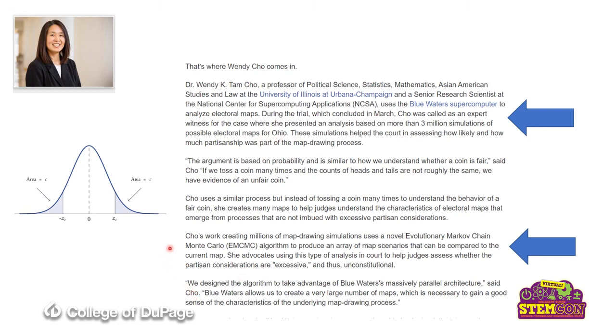Now, she creates millions of these map simulations using a Markov chain simulation algorithm that produces an array of map scenarios and can be compared to the current map. And so she advocates using this type of analysis to help judges assess whether partisan considerations are excessive and thus unconstitutional.